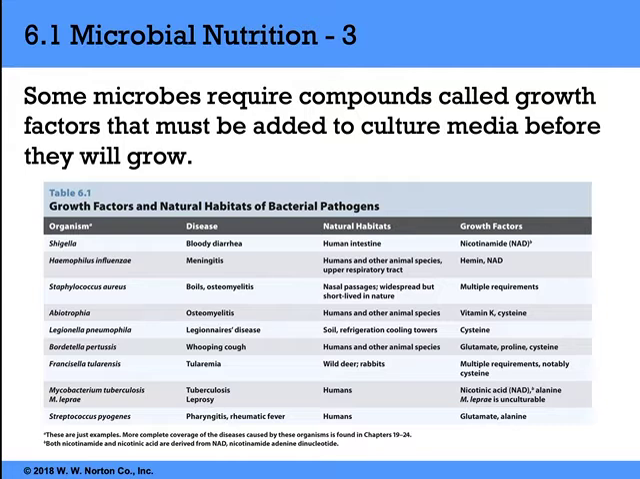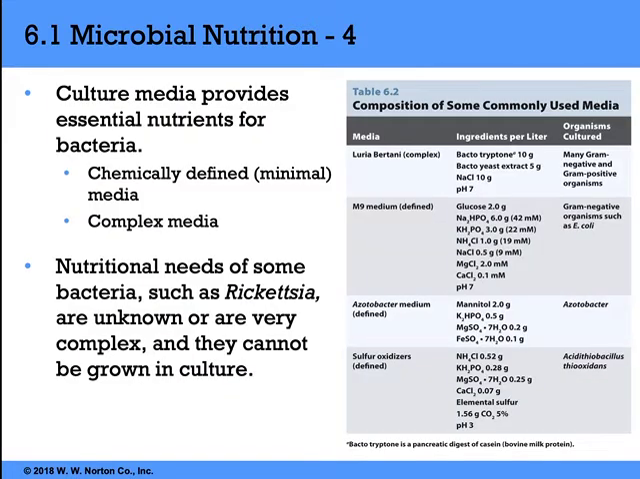Mycobacterium leprae is not culturable in a lab setting because it likes to populate areas in the human body that are made of nerve tissue. Okay, so that's a unique situation. So we would call that a fastidious strain, right? One that's difficult to grow. And then strep pyogenes, glutamate, and alanine. Okay, these are just a few examples, right?